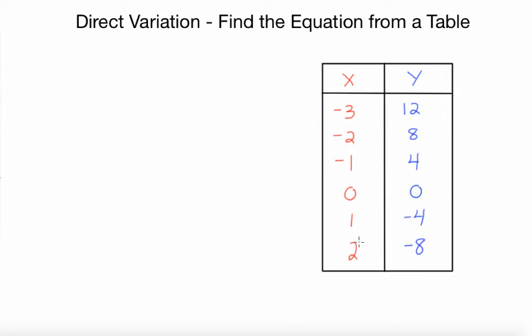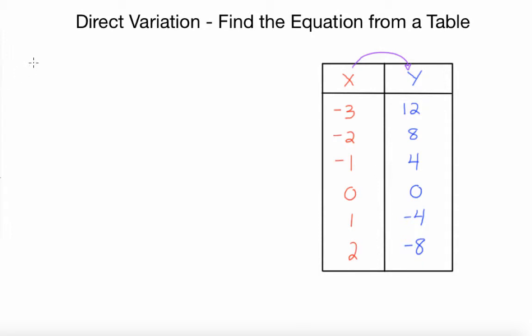I've got a nice table going on, some x values, and I want to see how x is affecting the y values, a relationship between each of these values here on the table. Does this show a direct variation equation? That's what I'm looking for.